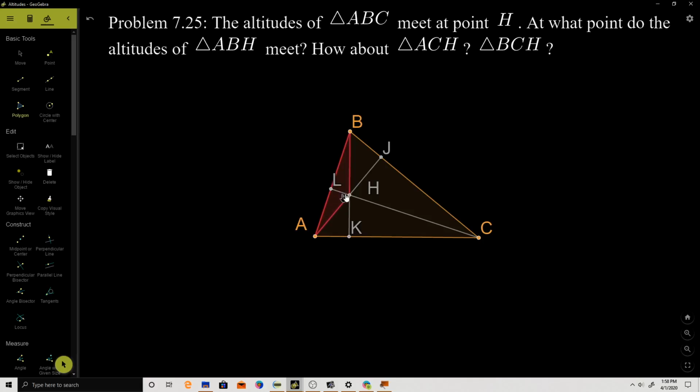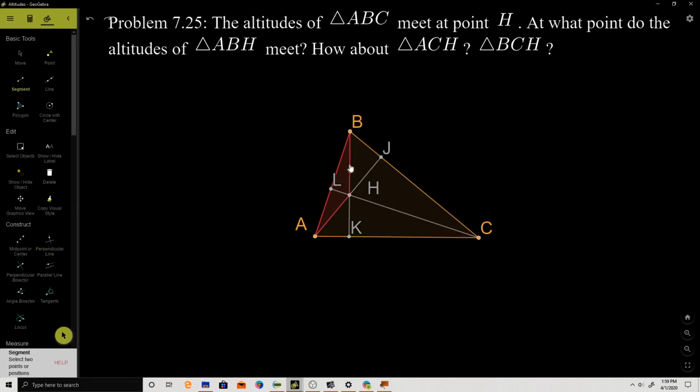Well, I see that the altitude from H is already drawn because the altitude is HL. How do I know that? Because I know HL is 90 degrees with the base because it's a part of the altitude CL. So we already have that altitude drawn. Well, how about the one from A to HB?